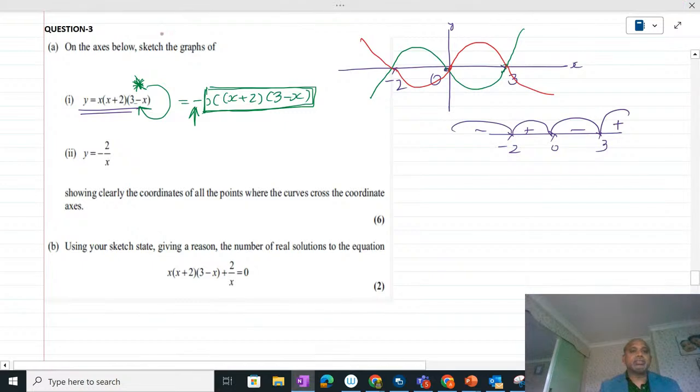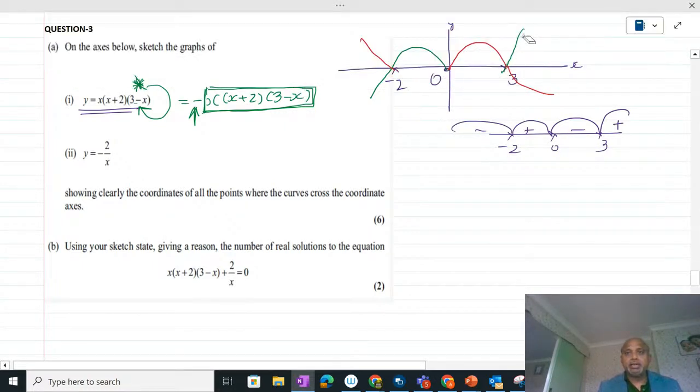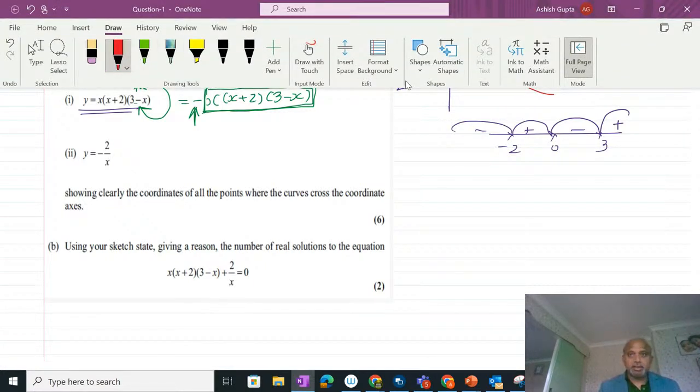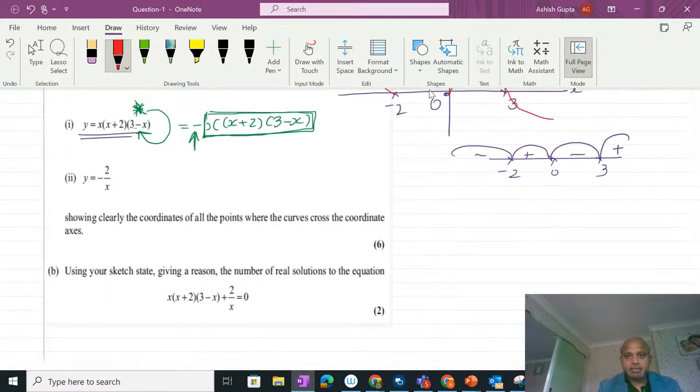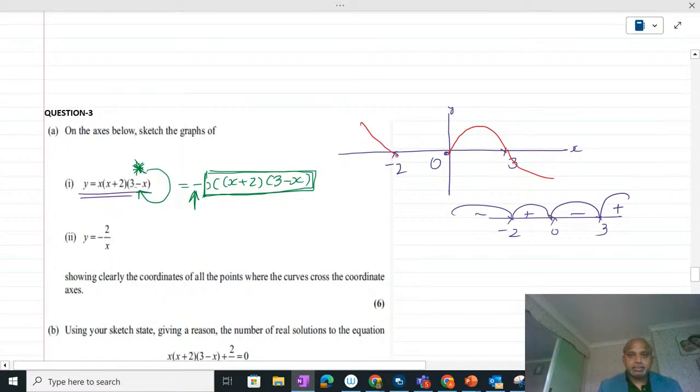Okay, so this question was easy but tricky. So now you can rub this green part. So that should be your final thing, right? Okay, sorry, it has gone up. So it is like this. So this will be your graph, right? This is your final graph. So remember, you need to give this minus sign attention. Otherwise, because of this minus sign, your marks will be deducted.